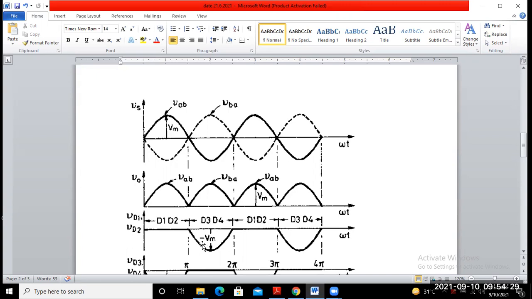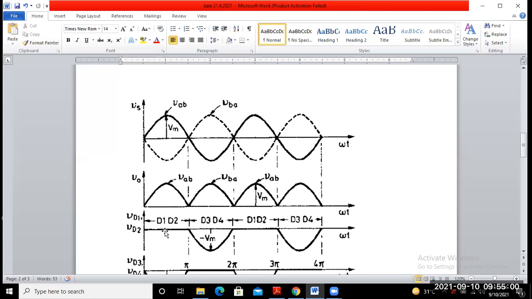During this period, in the negative half cycle, the diodes conduct current, so the voltage is 0. And whenever the negative voltage appears across D1 and D2 from pi to 2 pi, that means the same negative half cycle voltage of the supply will appear across D1 and D2. During this period, D3 and D4 conduct. So pi to 2 pi, D3 and D4 are conducting.